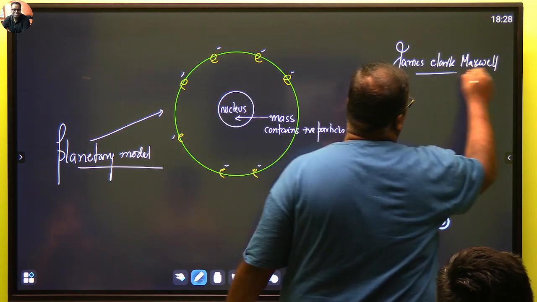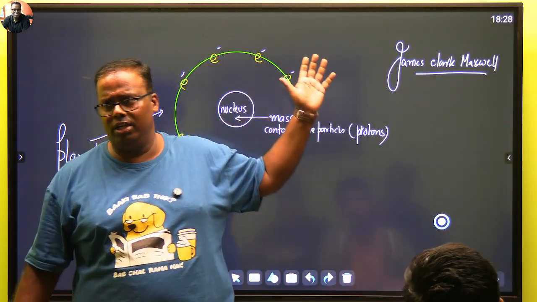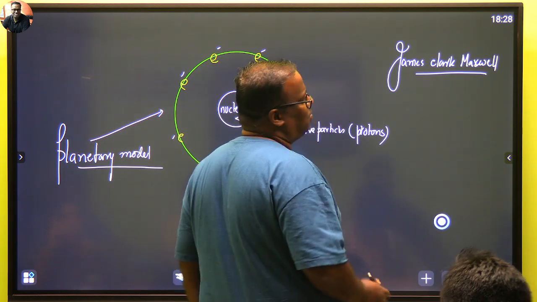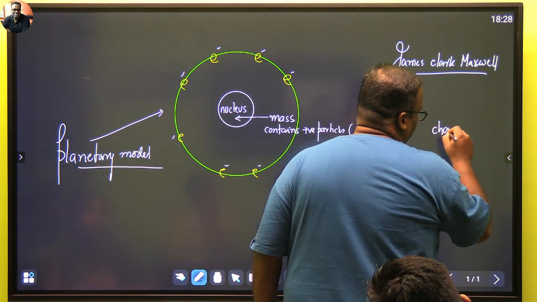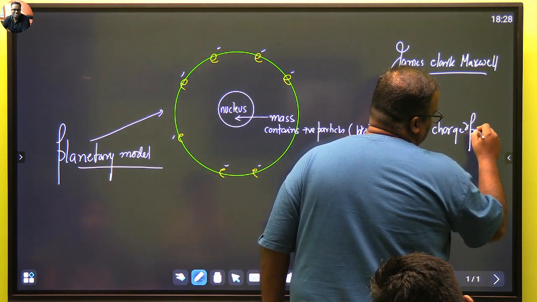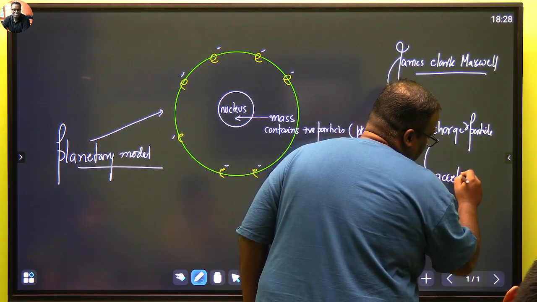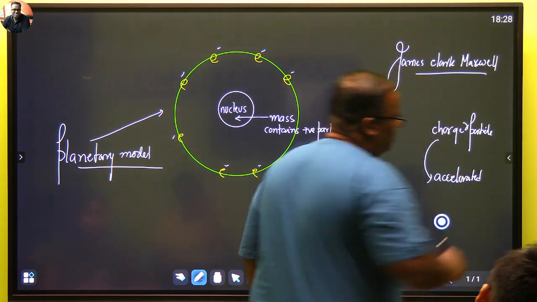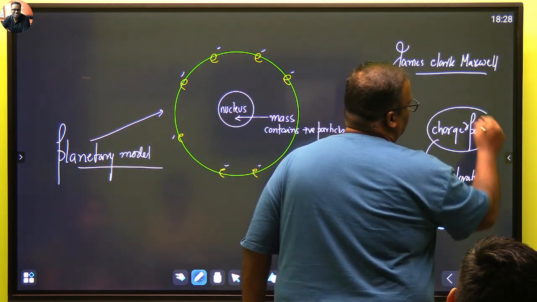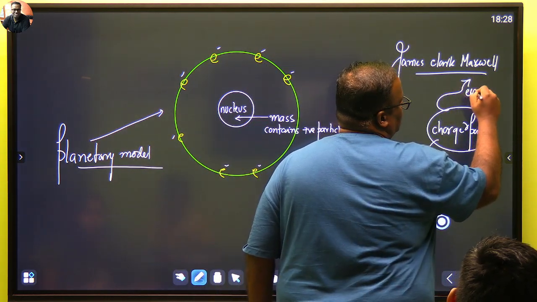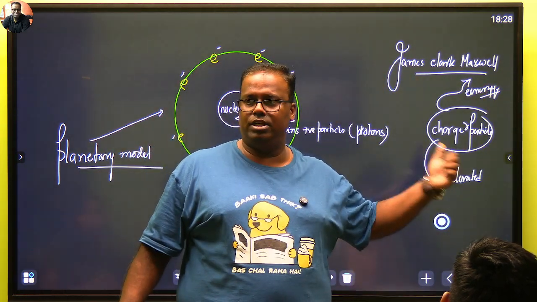Okay. Maxwell, long before all these things, had given up one more theory. इसके साथ कोई link नहीं है. Maxwell's theory says, James Clerk Maxwell, your book will not use this name. He says that if you have a charged particle, and if this charged particle is accelerated, समझ में आ रहा है? A charged particle is accelerated, then this charged particle will emit energy. Any charged particle, when accelerated, emits energy.